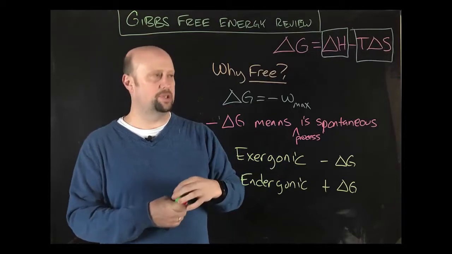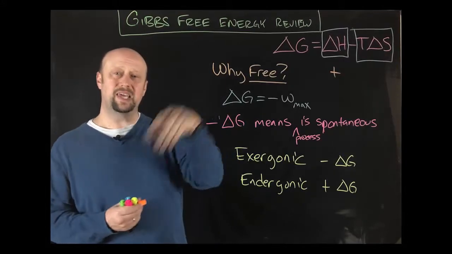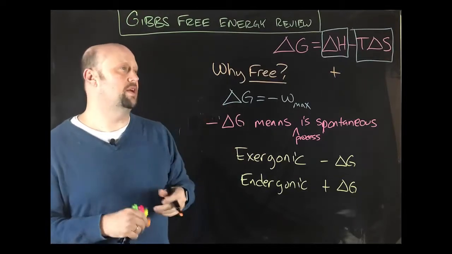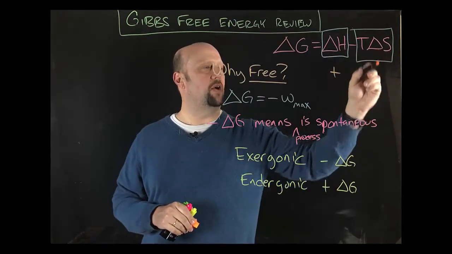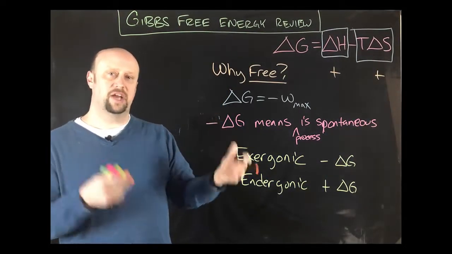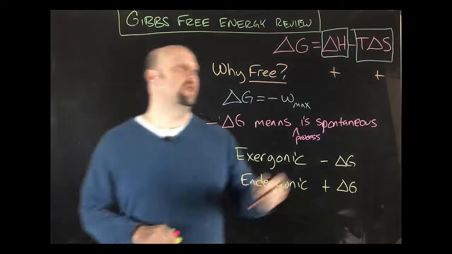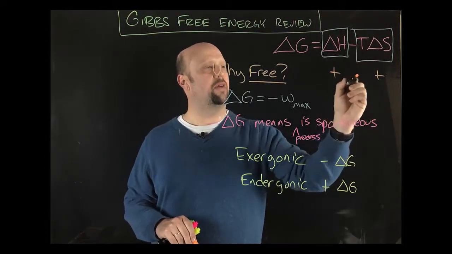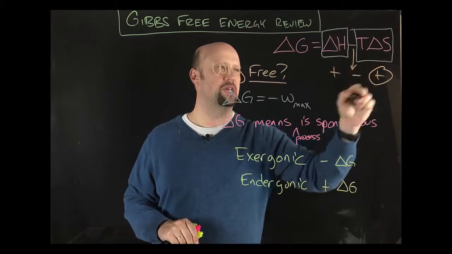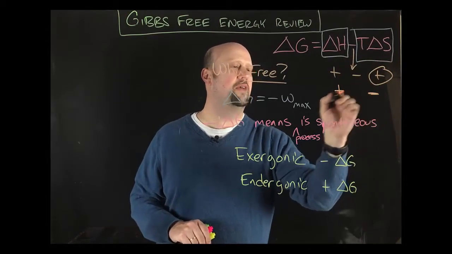Let's walk through a couple of scenarios real quick. Let's say that I've got a positive delta H, meaning that it needs heat going into it, so it is endothermic, pulling energy into itself. But then let's say that it's also really entropic, that I've got a positive entropy. In other words, I'm putting energy in and it's getting more disordered. So what does that say? Well, I've got a negative sign here: it's minus T delta S. So that makes the entropy part of the equation negative and the enthalpy part positive.